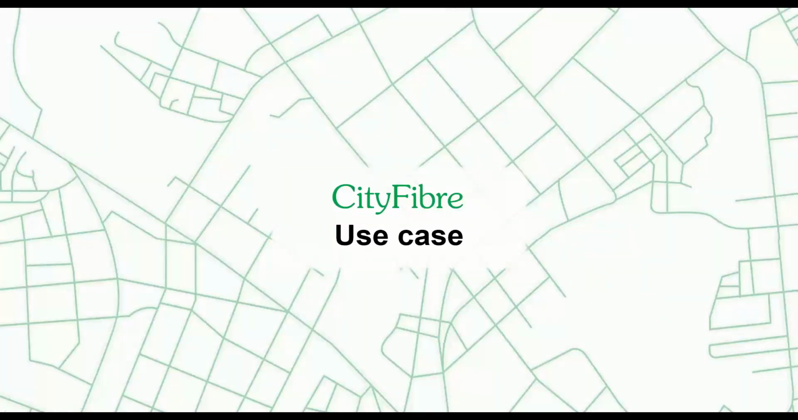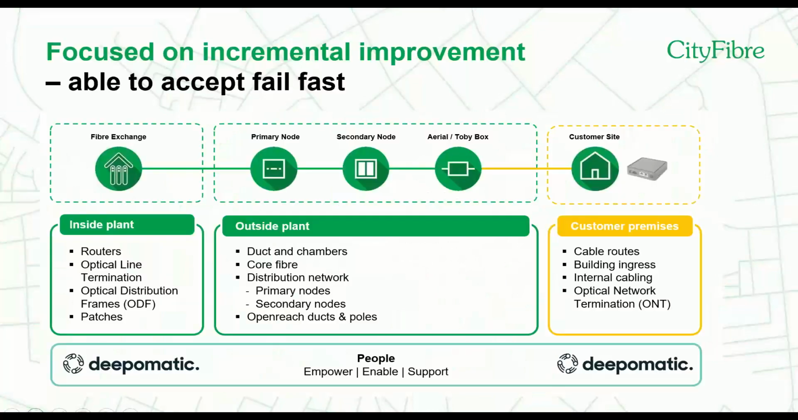And the work that we've been doing over the last 6 to 12 months with Deepomatic has been about building these use cases and introducing them into our business. And we break our business into 3 areas: inside plant, outside plant, and customer premises. The inside plant is in our micro-edge data centers. The outside plant goes from the ODF in those data centers to outside the customer prem, generally the Toby or the aerial pole. And then the customer site could be single dwelling units or multi-dwelling units. A whole variety of scenarios.